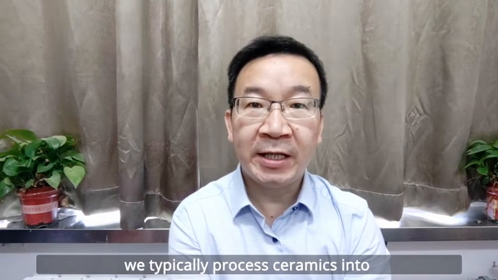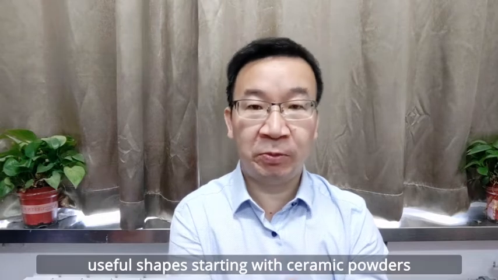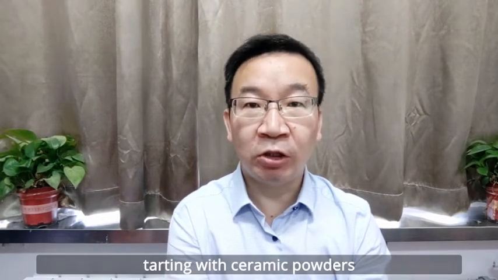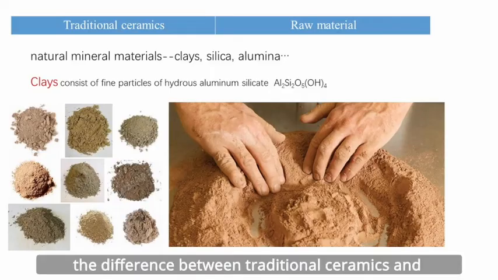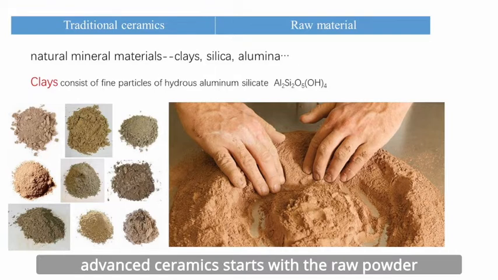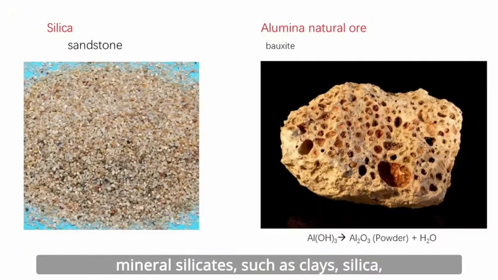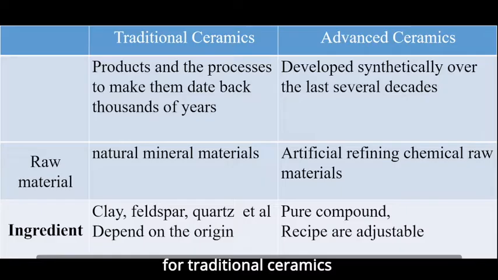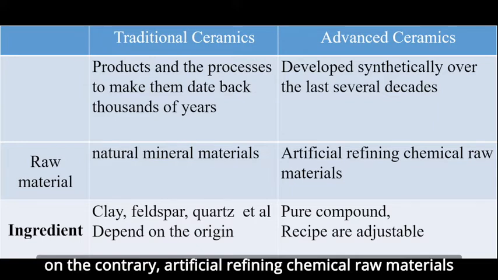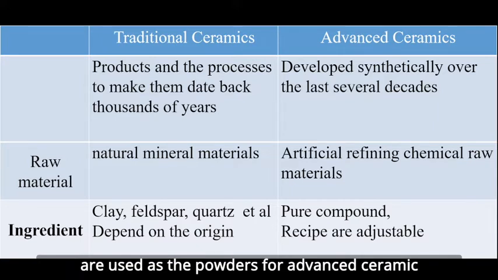For polycrystalline ceramics, we typically process ceramics into useful shapes, starting with ceramic powders. The difference between traditional ceramics and advanced ceramics starts with the raw powder. Mineral silicates such as clays, silicon, and alumina natural ore are the principal raw materials for traditional ceramics. On the contrary, artificially refined chemical raw materials are used as powders for advanced ceramics.